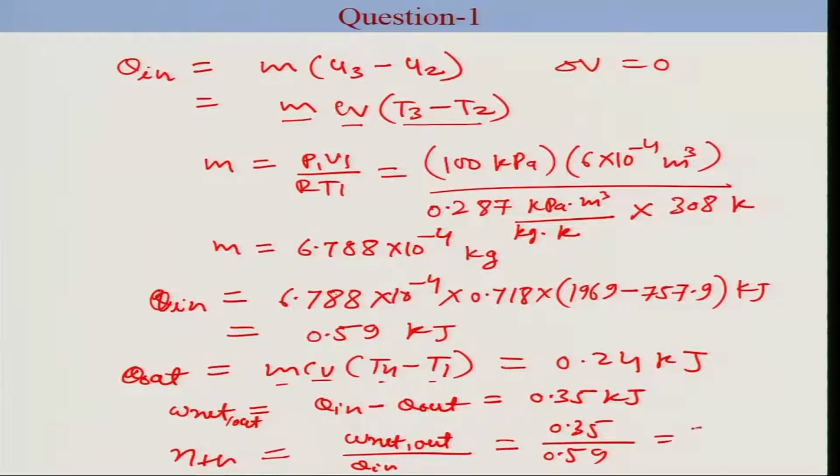So this gives 59.4%. So this is the thermal efficiency of the Otto cycle. So moving to the next question.